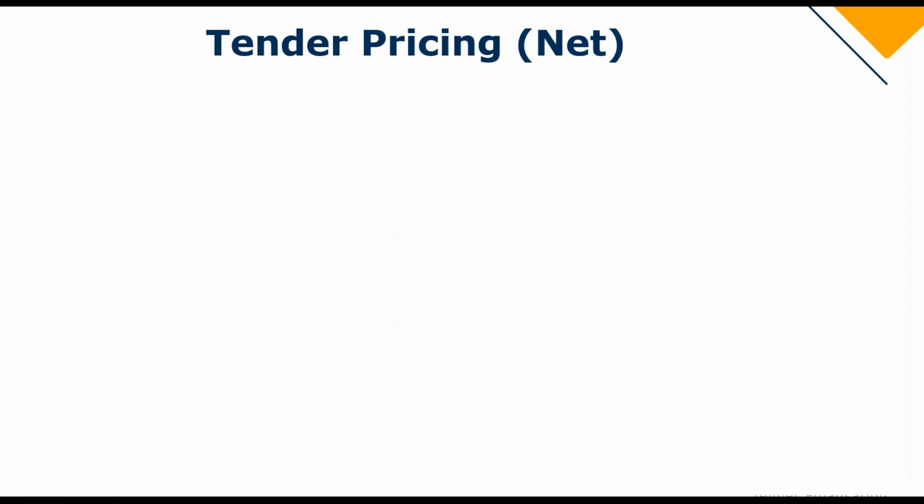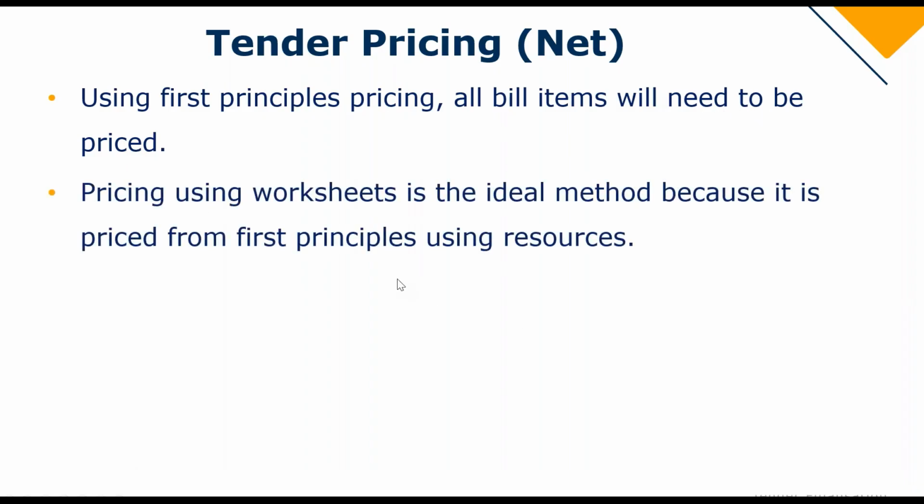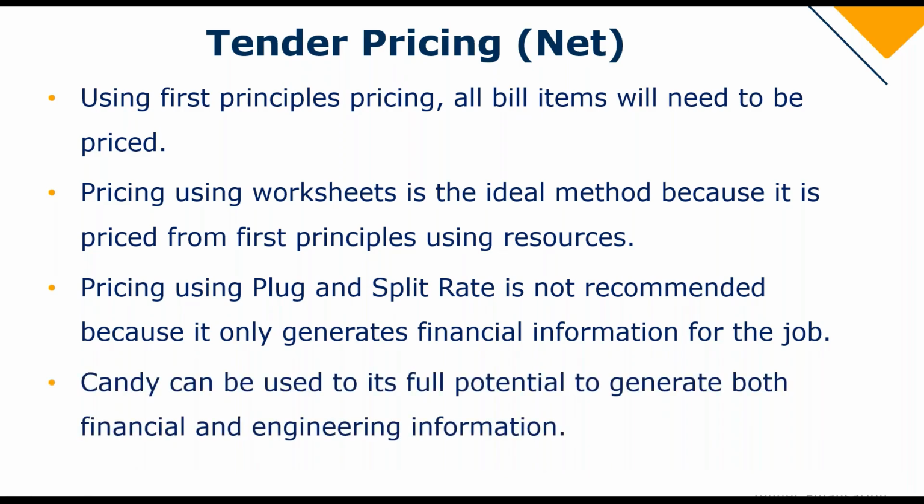So pricing our tender. Using first principle pricing, all the bill items will need to be priced. Pricing using worksheets is the ideal method because it is priced from first principles using resources. Pricing using plug or split rates is not recommended because it only generates financial information for the job. Candy can be used to its full potential to generate both financial and engineering information. So we're going to go back into Candy and have a look at the tender that we are busy on.